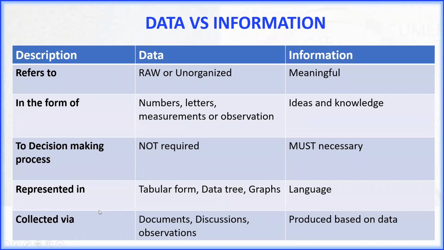Right. Then collected: how are you going to collect data? You can collect data through documents, discussion, or observation. These are some methods you use to collect data. But information is produced, not normally collected. Once you collect the data, you want to process it. After processing, you will receive information produced based on data. That is why it is indicated as produced based on data. We are not going to collect information; we are producing it, using data. Therefore, we should know how to collect the data. You can collect data through documents, discussions, observation, questionnaires, and so on. There are so many methods to collect data.